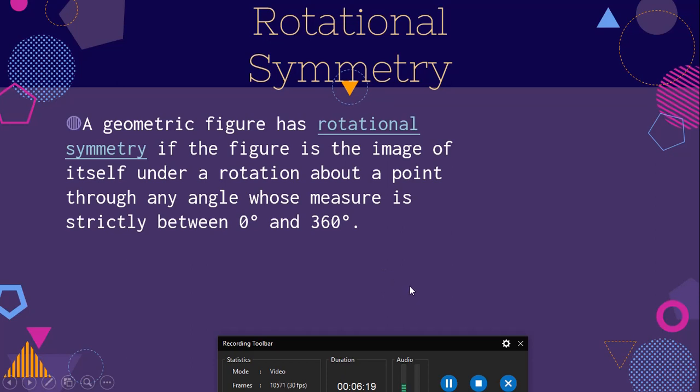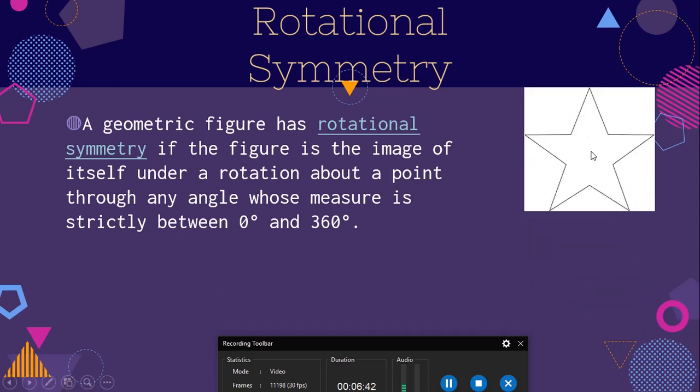Our third type of symmetry is called rotational symmetry, and we did see that a little bit with the last set of images. With rotational symmetry, you do want to identify the center of rotation, but it doesn't have to be specifically 180 or 360. It can be some angle measure between 0 and 360.